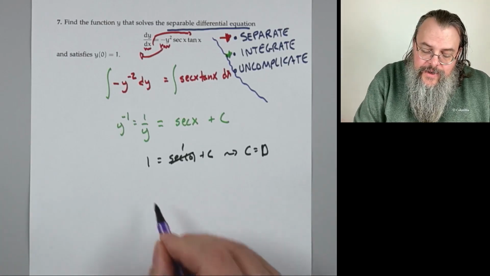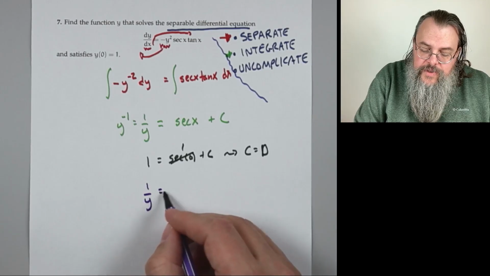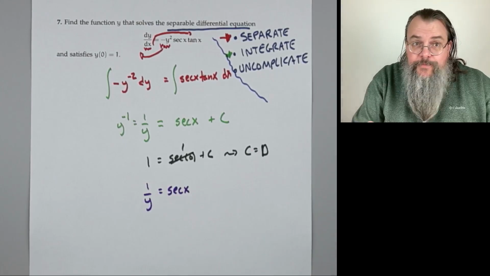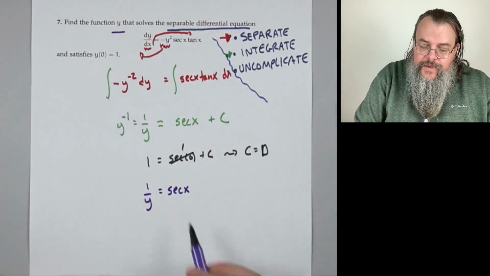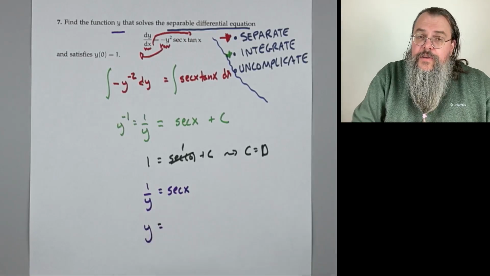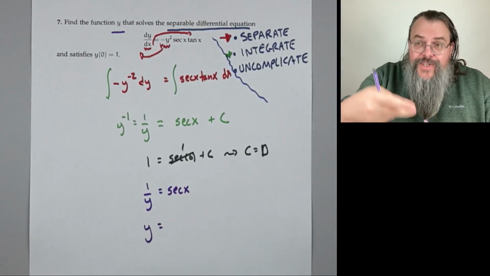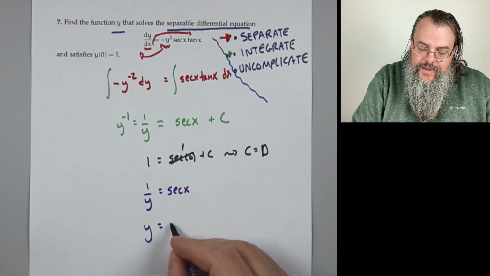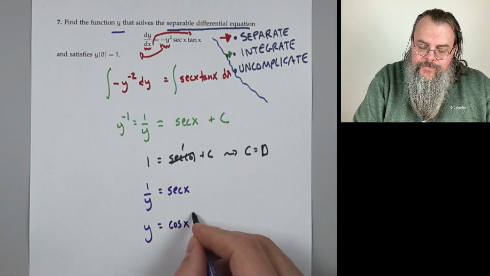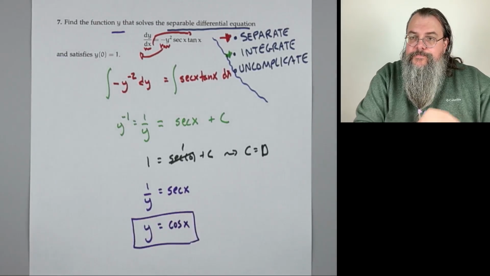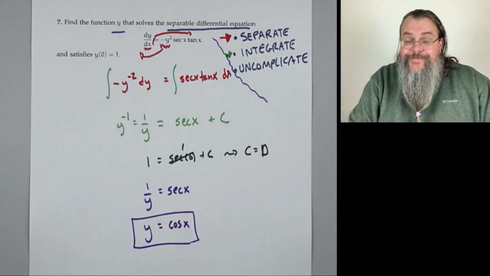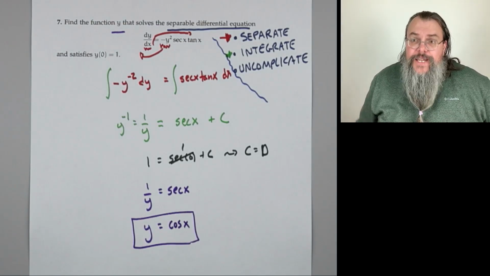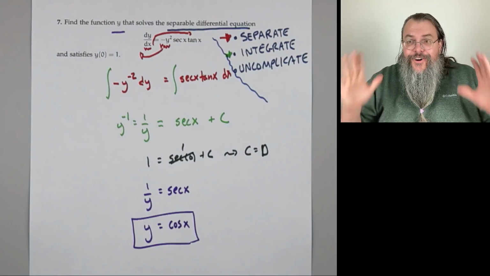And we're almost there. So we now know that 1 over y equals secant of x. We flip both sides because we want to solve for y. So we get that y is flipping secant. Well, we just mentioned secant is 1 over cosine. So flipping secant, we get back cosine. And we're done. That's it. That's the problem. We made it. We did it. Woohoo! Nice.